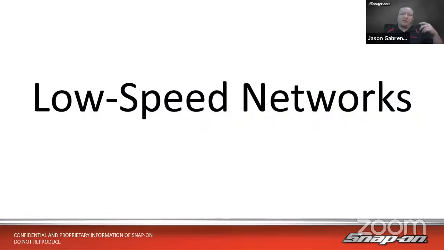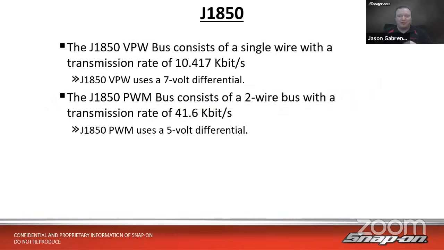So let's talk about low speed networks. We'll start at the bottom and I guess work our way up in speed, right? So we'll start with J1850. That's a fairly common one. Like I said, back mid-90s through mid-2000s. GM was a big fan of this. They used it on very many of their vehicles. J1850 VPW, which stands for variable pulse width. So it varies the pulse width in order to transmit the signals.